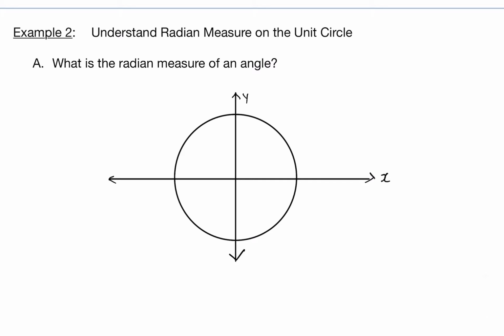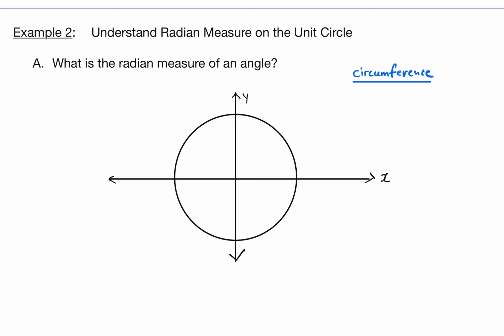Here's example 2. Now we're going to talk about radian measures on the unit circle, okay? So what exactly is a radian measure of an angle? Okay, so first, what we're going to start with is the equation of a circumference, okay? So what is the circumference of a circle? Circumference basically is the measure of this circle all the way around, one full rotation, okay? And the equation for the circumference of a circle is as follows.